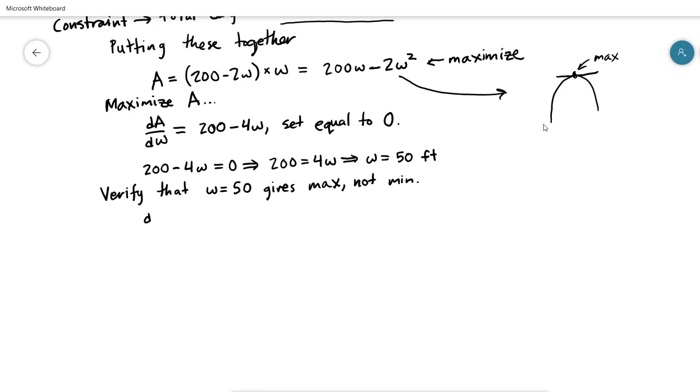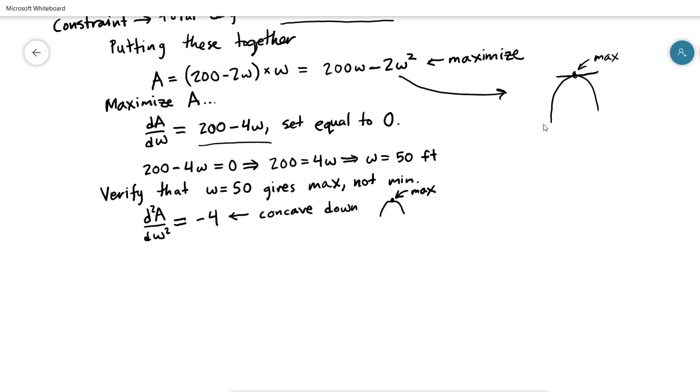Let's find the second derivative. So there's our second derivative, d squared A over dW squared, and that's going to be the derivative of that piece there. And we just get negative 4. Because it's negative, that tells me that this thing is going to be concave down. That means that we've got a shape like this, and again, the point that we just found is a max. So we did indeed find the value of W that will yield a max rather than a minimum. So we should feel comfortable with that idea now.